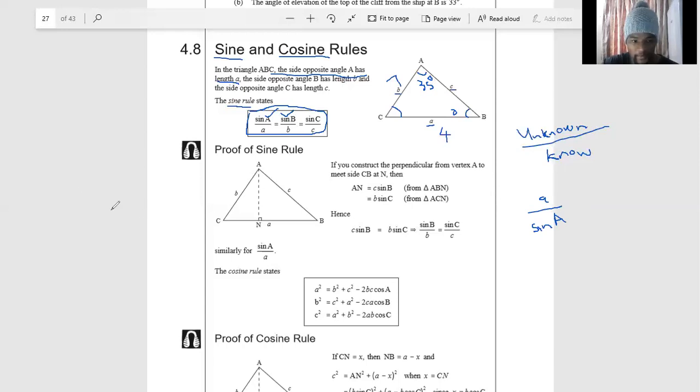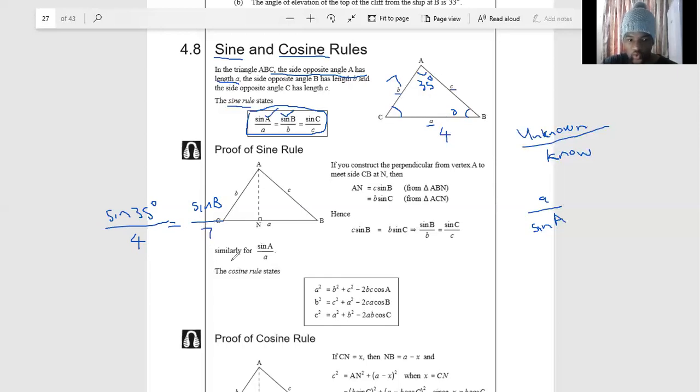Let me write it here. Before you can even write sine 35, you must first write sine A over A equals sine B over B. Then you get your 1 mark. When we substitute, it would be sine 35 all over 4, the side opposite A, equal to sine B, which we don't know, it's what we are looking for, all over the side opposite to this one, which is 7.